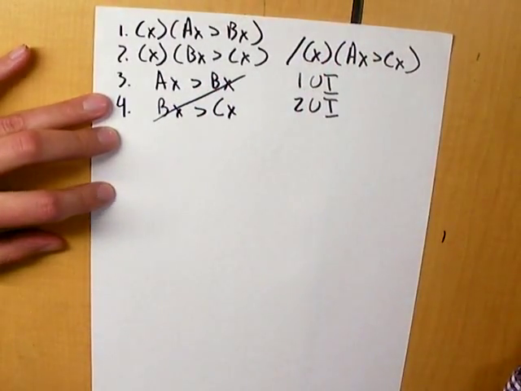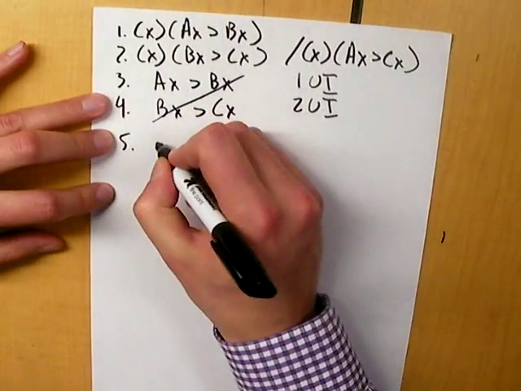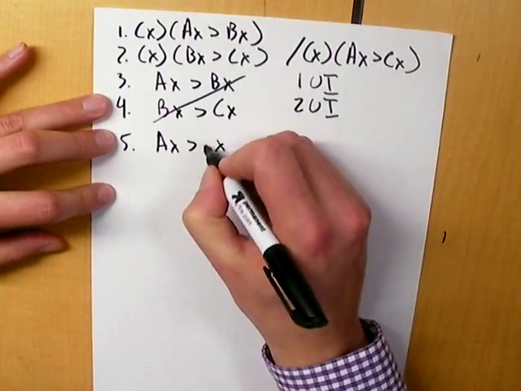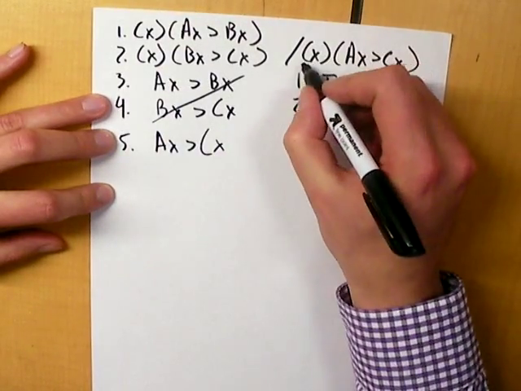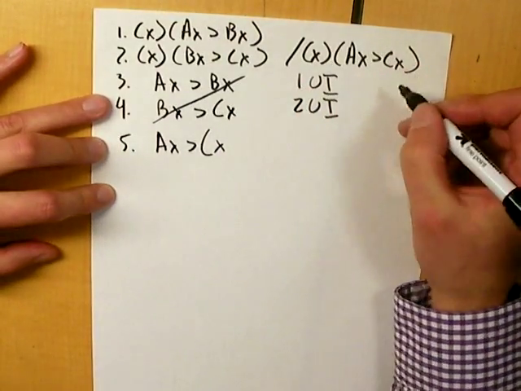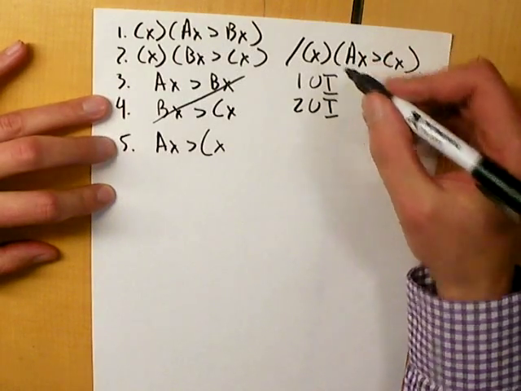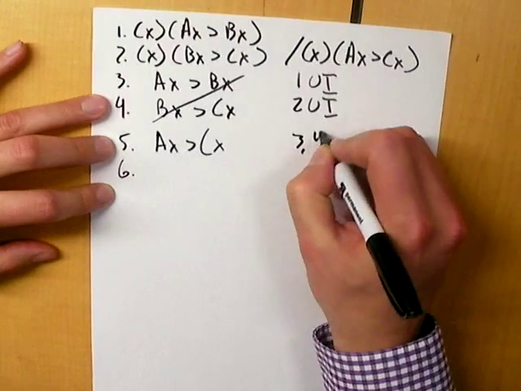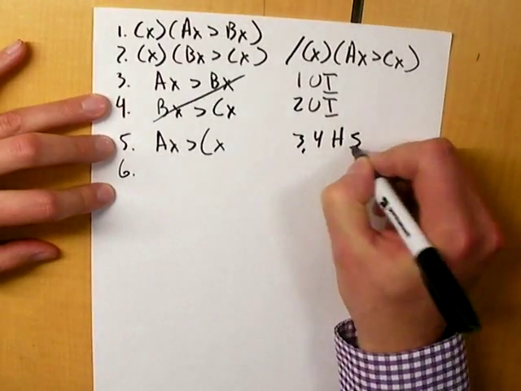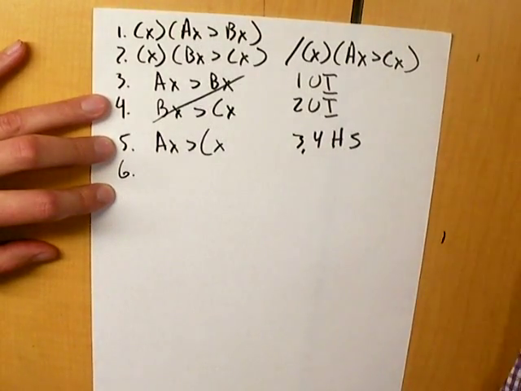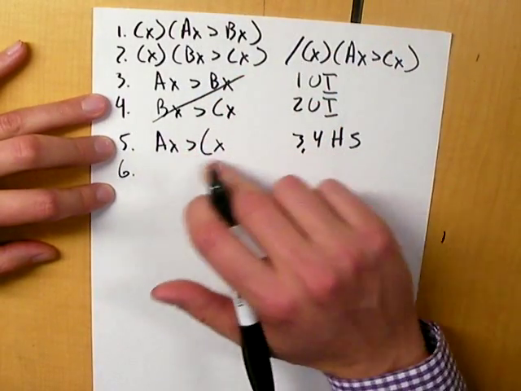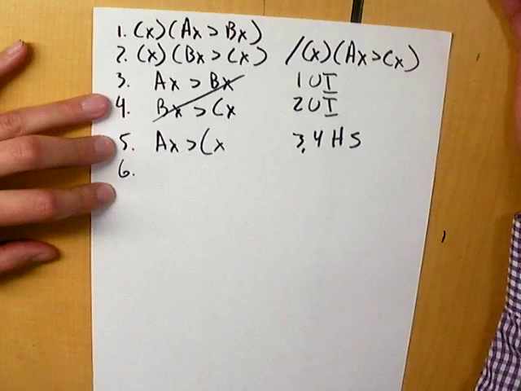Now we've set up the HS that we were looking for. If x is an A, then x is a C. Our line 5 is nearly the conclusion. We now need to reintroduce that quantifier. So the end game here, forgot my justification for line 5, 3 and 4 HS, just like a standard Chapter 7 problem. The only difference here is we're accounting for both the subject and the predicate. It's more precise than Chapter 7.